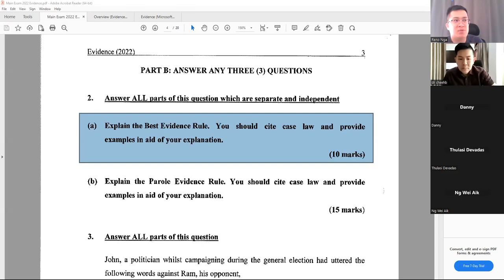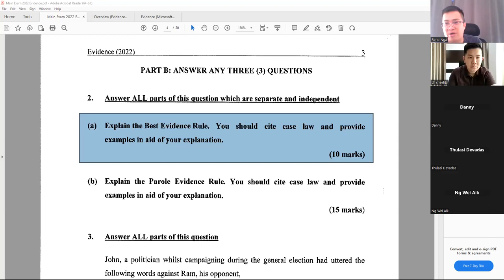For example, 2A. If you don't really understand what the best evidence rule is, and don't really know what the rule says, then it's very difficult for you to answer. And furthermore, when they put in essay questions, the requirement is actually way higher than for problem questions, because they want a very comprehensive answer. So if we can, we try to avoid essay questions. But for lecture purposes, don't worry, I can teach you.